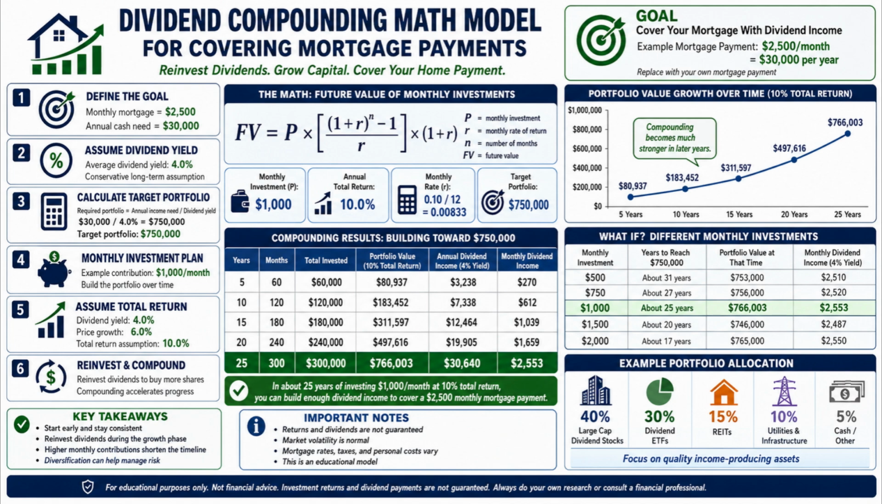At the same time, this model should be understood carefully. Investment returns are not guaranteed, dividend payments can change, market prices can fall, and mortgage costs, taxes, interest rates, and personal expenses may vary. Therefore, this example is only an educational model and not financial advice. Overall, the key lesson is that covering a mortgage payment with dividend income requires a clear income target, a realistic dividend yield assumption, consistent monthly investing, long-term patience, and disciplined reinvestment. With time and consistency, dividend compounding may help build an income stream that supports major household expenses like mortgage payments.